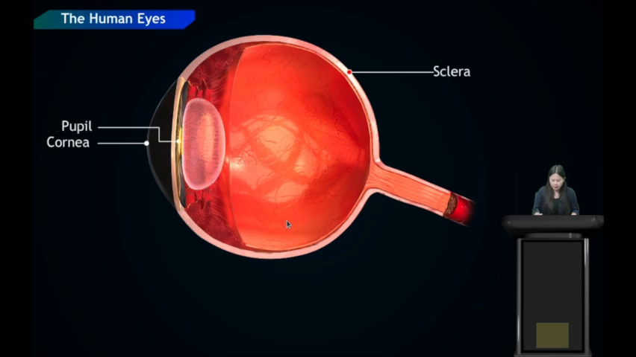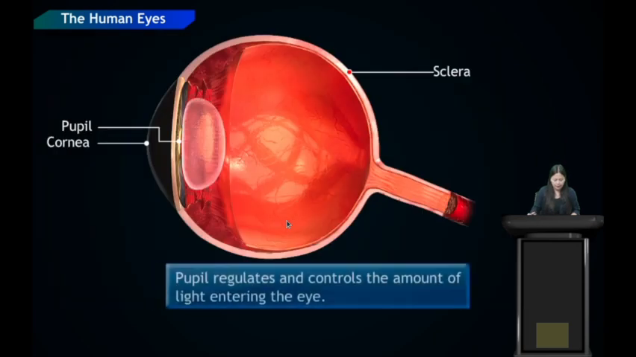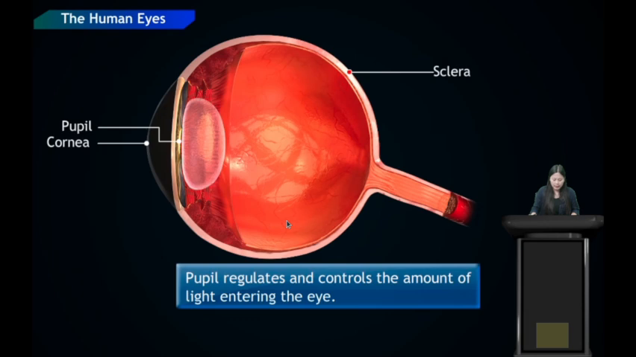The next we have is the pupil. This black hole on our eyes is known as the pupil. The pupil regulates and controls the amount of light entering the eye. Remember students, light enters the eye through the cornea, and the pupil regulates the amount of light entering the eye.